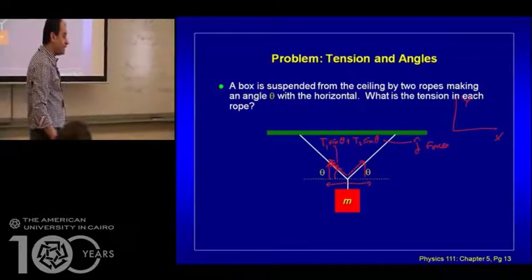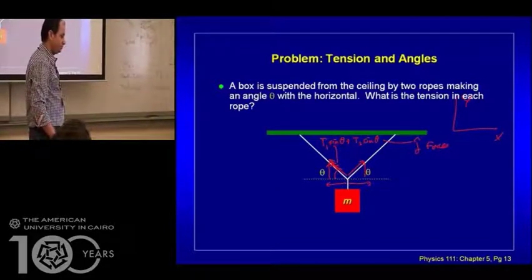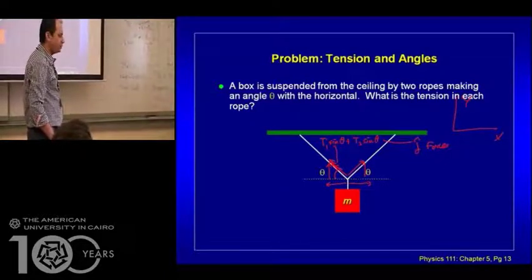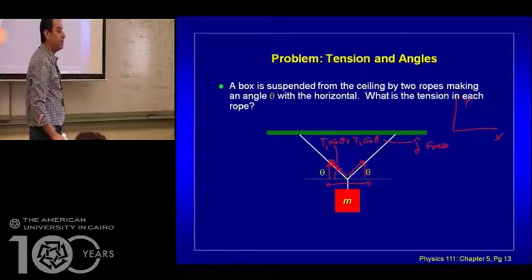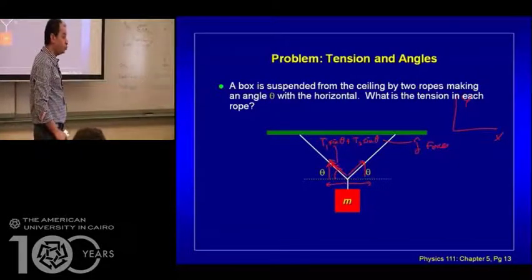If theta is 0, sine 0 is 0. So what will be the tension? It's infinity. It's going to be huge tension.